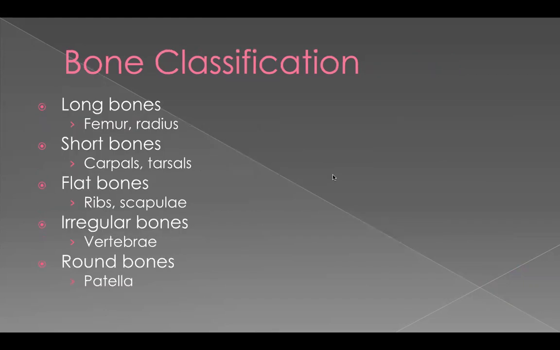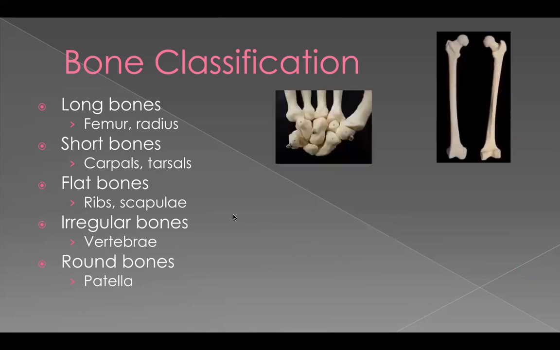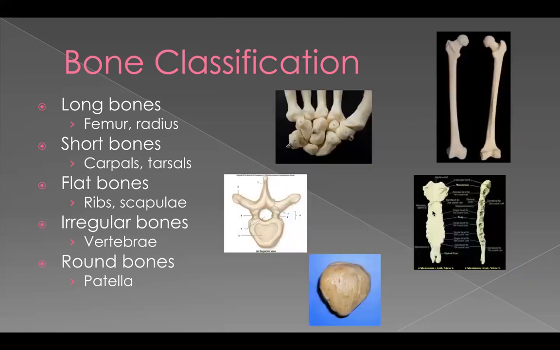All right, how do we classify bones? We have long bones, which are the femur, radius, humerus, things like that. Short bones, which are the carpals and tarsals. Flat bones are ribs and scapula. The sternum is also a flat bone. Irregular bones, with no identifiable shape, are our vertebrae, and we have a round bone called a patella, which is the most common. And here's an example of all of them. So here's our sternum. Here's our patella, vertebrae, and our carpals.